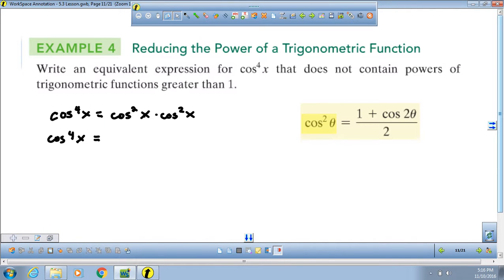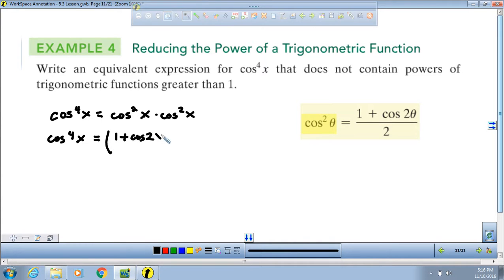Cosine square of x is equal to 1 plus cosine of 2x divided by 2 according to the formula, right? So we're going to rewrite this as 1 plus cosine of 2x divided by 2 times another cosine square, which also changes to 1 plus cosine of 2x divided by 2. So cosine to the 4th of x is going to be equal to, then simplify that.